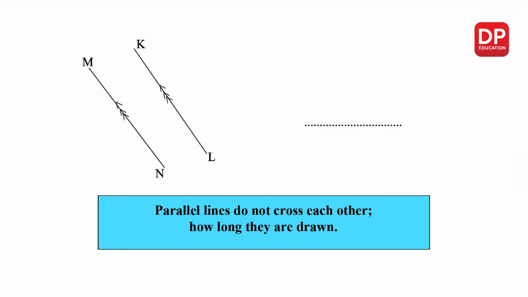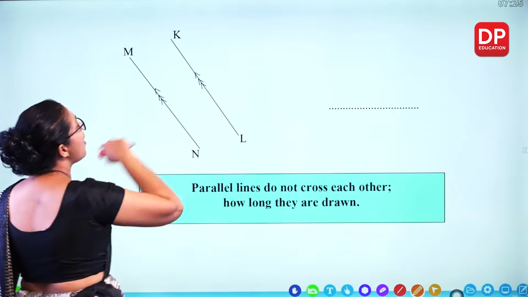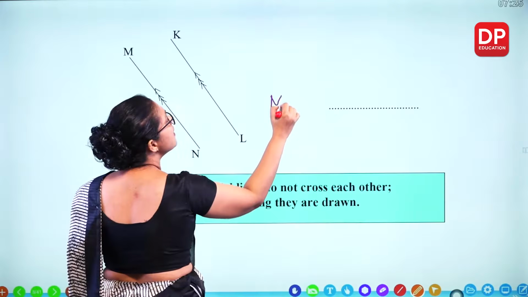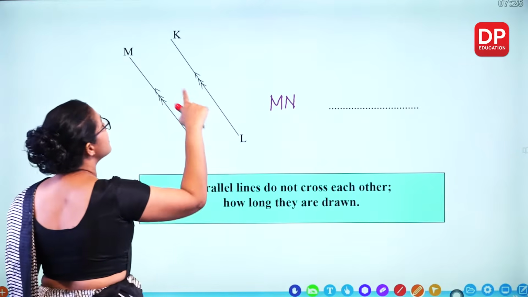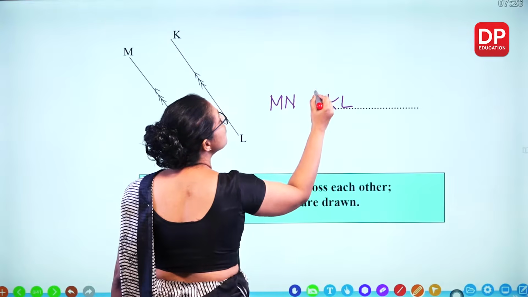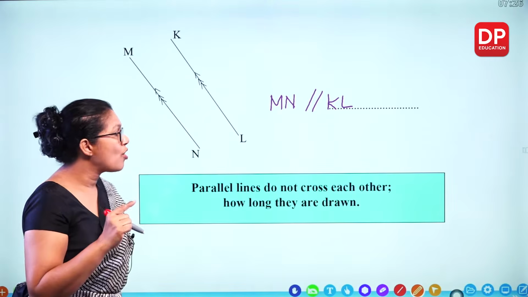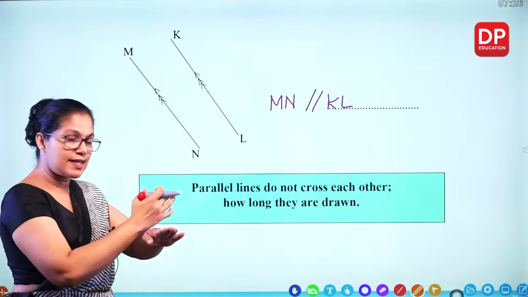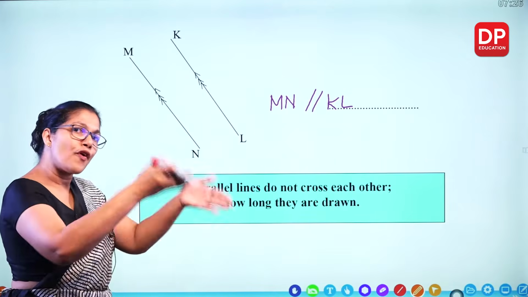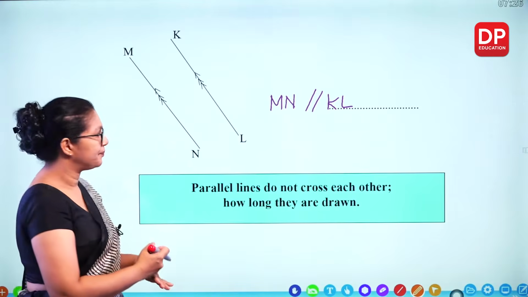What about these two lines? MN. Here arrowheads show these two are parallel. MN and KL. These two are parallel. Parallel lines do not cross each other. So no intersecting point. However long they are drawn, it goes forever without intersecting.